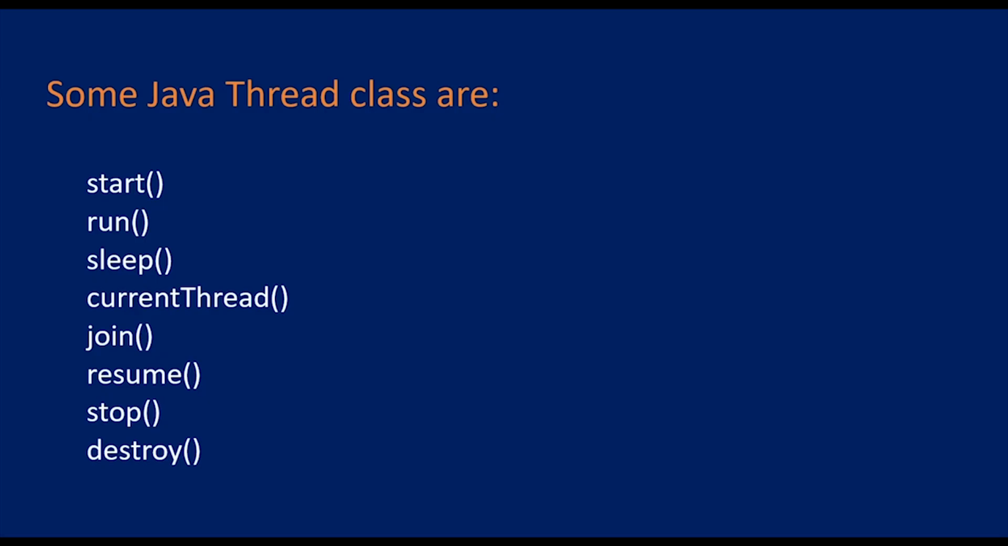There are many Java thread class methods. Some Java thread class methods are start, run, sleep, currentThread, join, resume, stop, destroy.